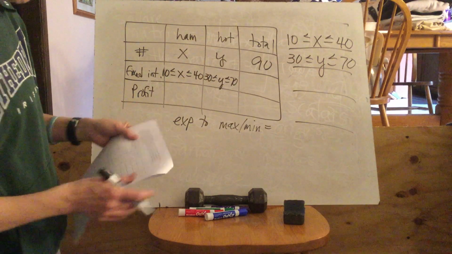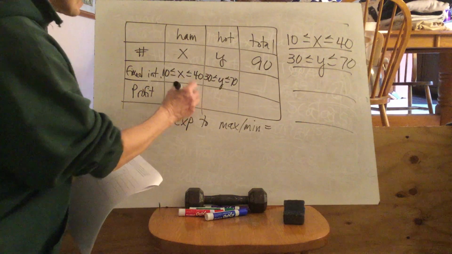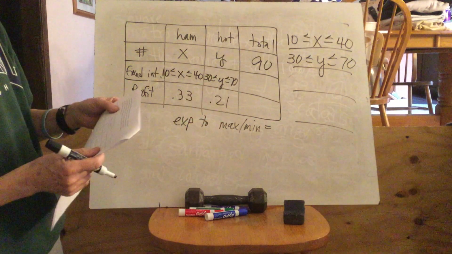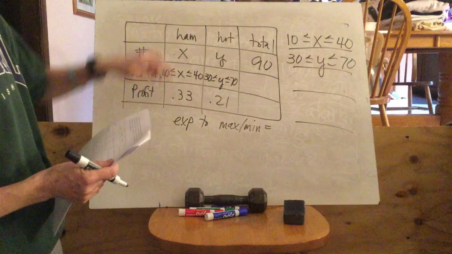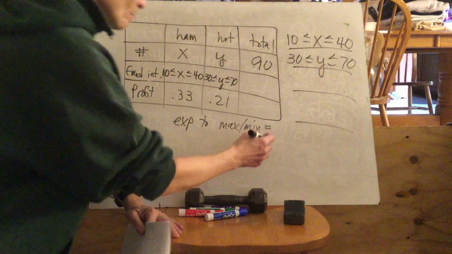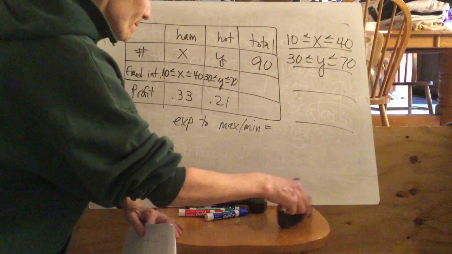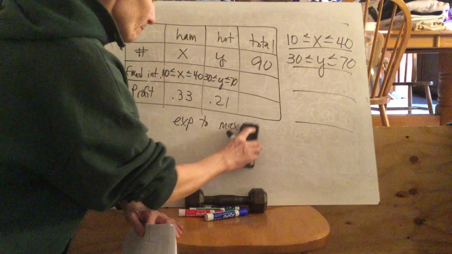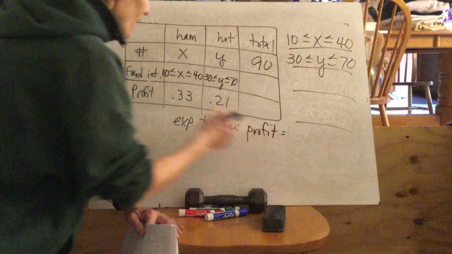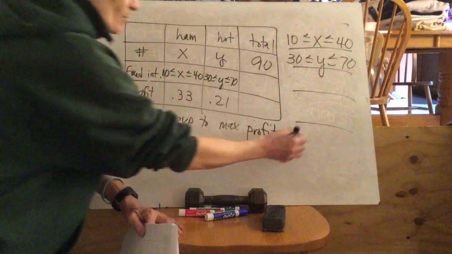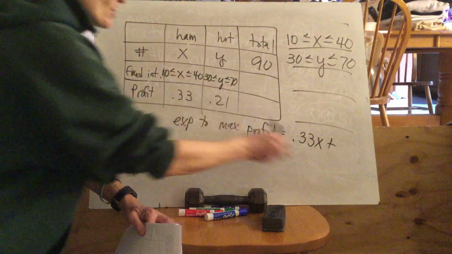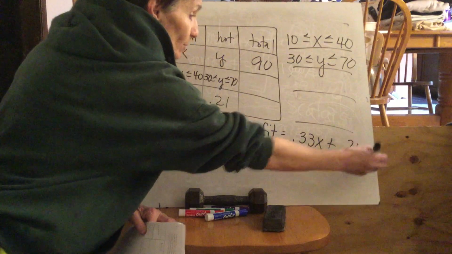The profit on a hamburger is 33 cents, and on a hot dog is 21 cents. How many of each kind of sandwich should I sell to make the maximum profit? So I want to maximize my profit, and I'll do that by taking 33 cents times every X and 21 cents times every Y.